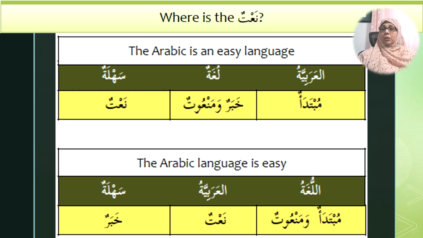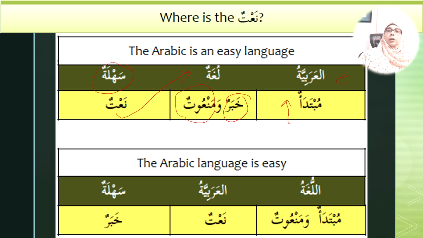So these two sentences are here for you to easily be able to identify the adjective in the sentence. In the first sentence, Al-Arabiyatu lugatun sahlatun. It means the Arabic is an easy language. So here Al-Arabiyatu is the mubtada and lugatun is the khabar, and it is man'ut, and sahlatun, meaning easy, is the adjective describing lugatun, right?